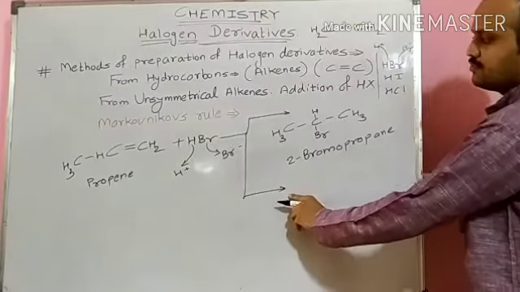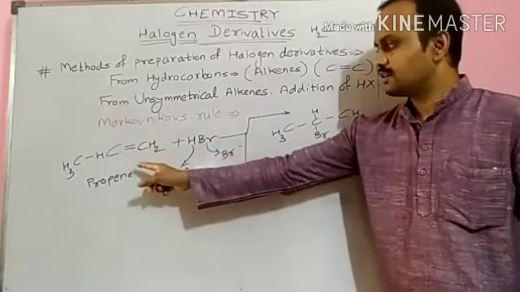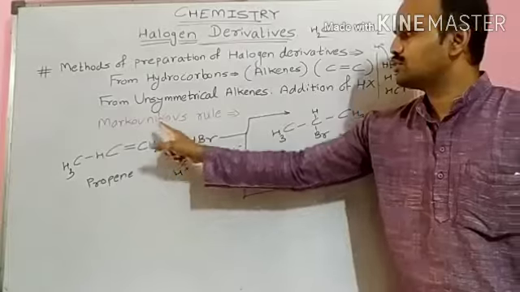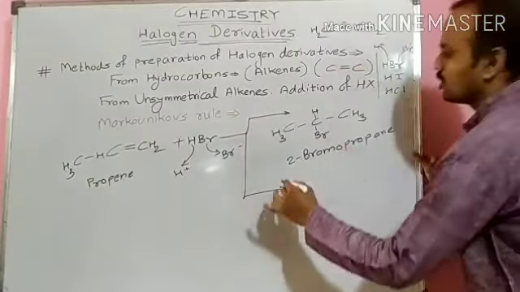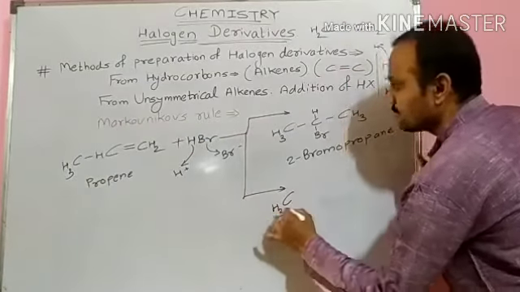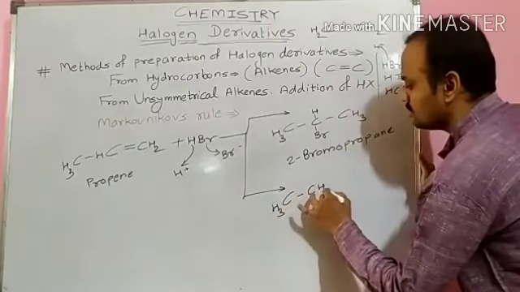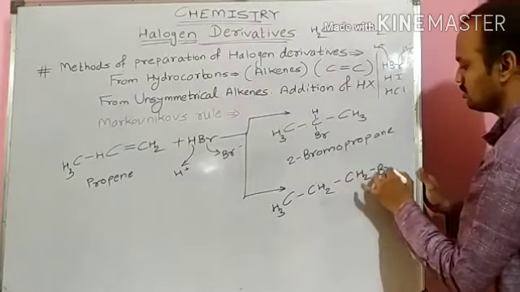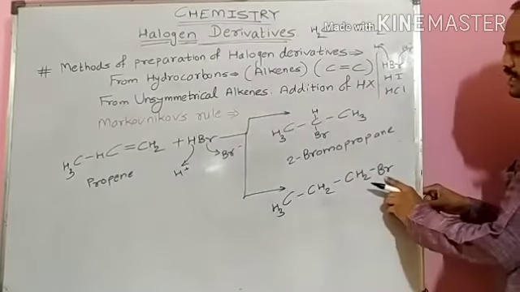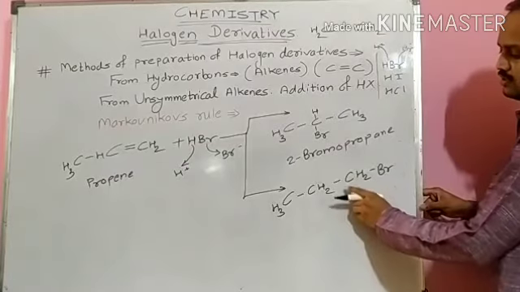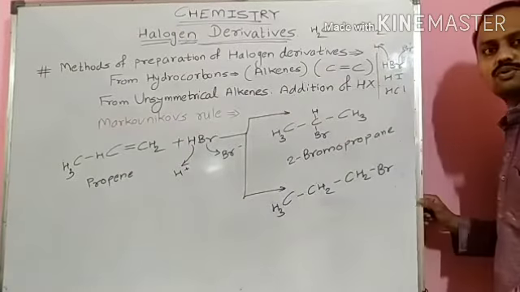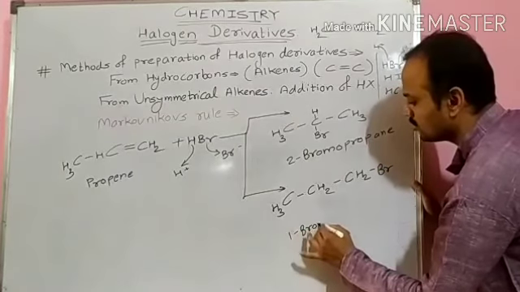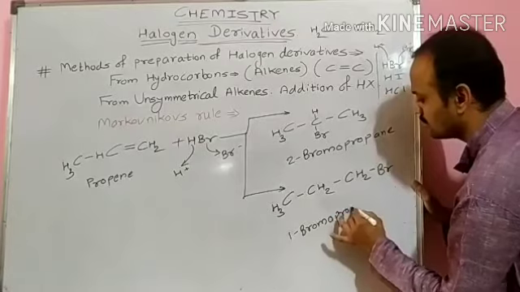In the other case, opposite addition will be there. Bromine will get attached to carbon number 1 and hydrogen will get attached to carbon number 2, and the product will be CH3 CH2 CH2 Br. The bromine atom is present on the first carbon atom. There are a total of 3 carbon atoms in the compound. Therefore, this product will be 1-bromopropane.